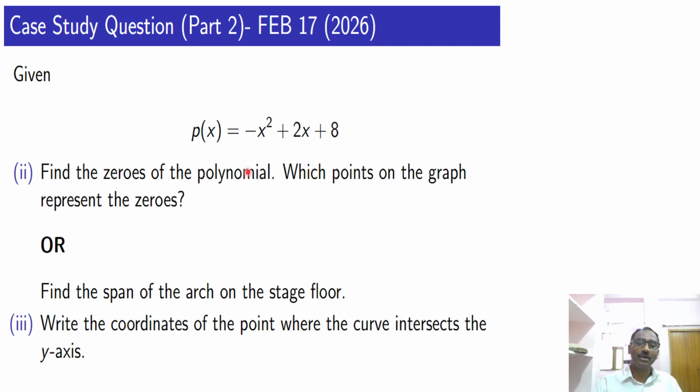So here see, the given polynomial is p of x equal to minus x square plus 2x plus 8. What they are asking in the second question: find the zeros of the polynomial. Which points on the graph represent the zeros? On the graph, we have to show which points represent zeros. Find the span of the arch on the stage floor. Span of the arch also we have to find. Next question, write the coordinates of the point where the curve intersects the y-axis.